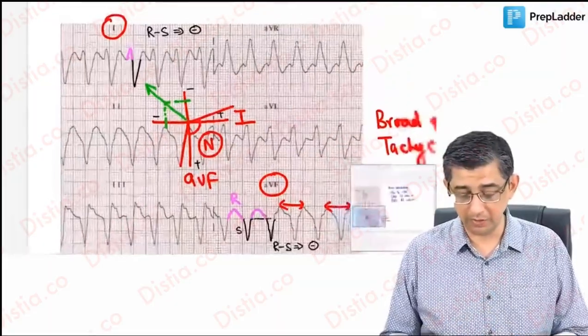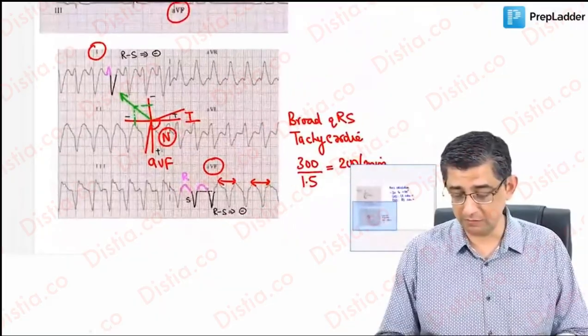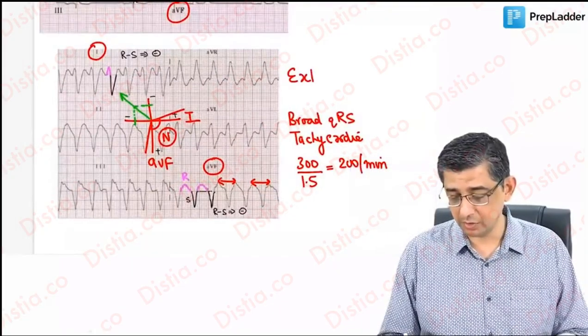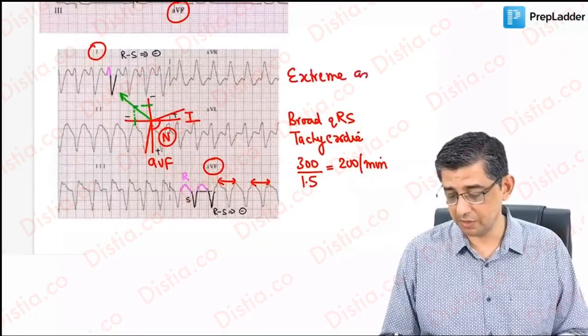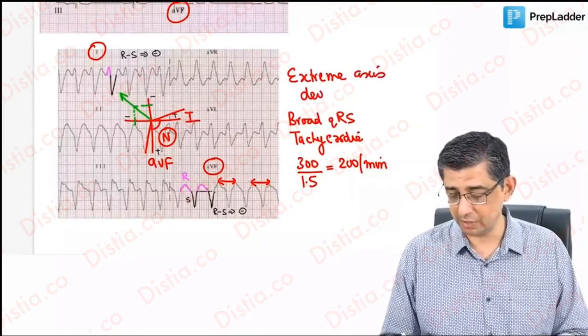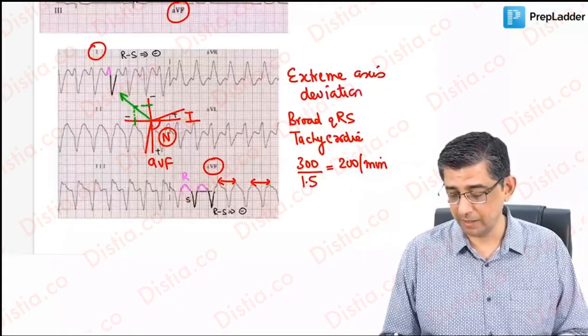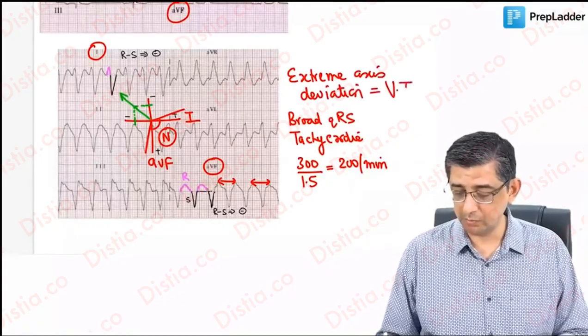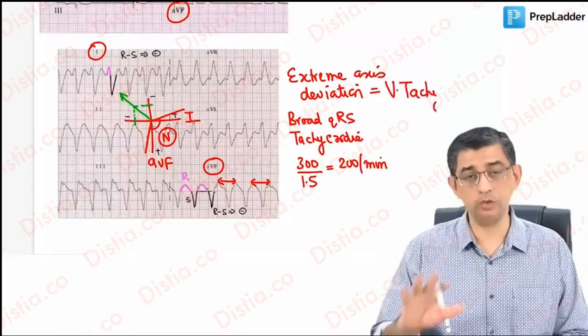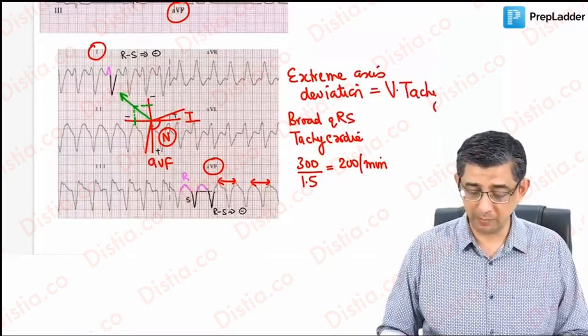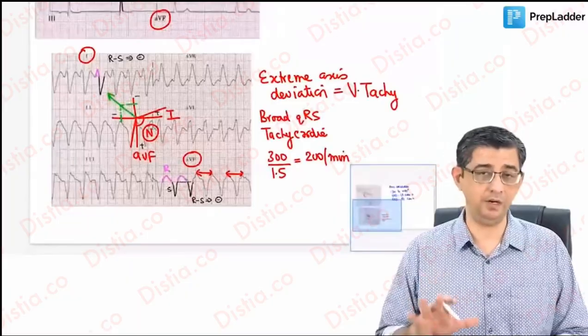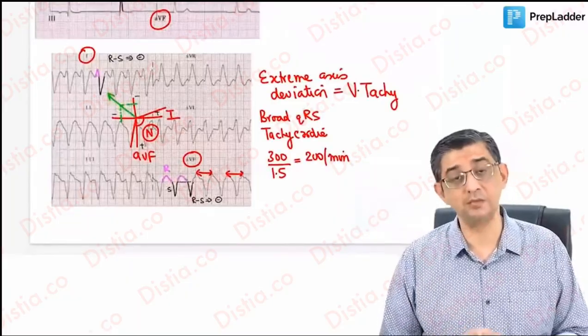So this would be the one that is called extreme axis deviation, and this is itself an MCQ. Extreme axis deviation can be seen in, the answer would be, this tachyarrhythmia that I spoke of, ventricular tachycardia. At the moment, even if you don't remember that VT has extreme axis deviation, no problem. I just want you to have the capacity to have a quick look at the heart rate and then evaluate the axis within 10 seconds.